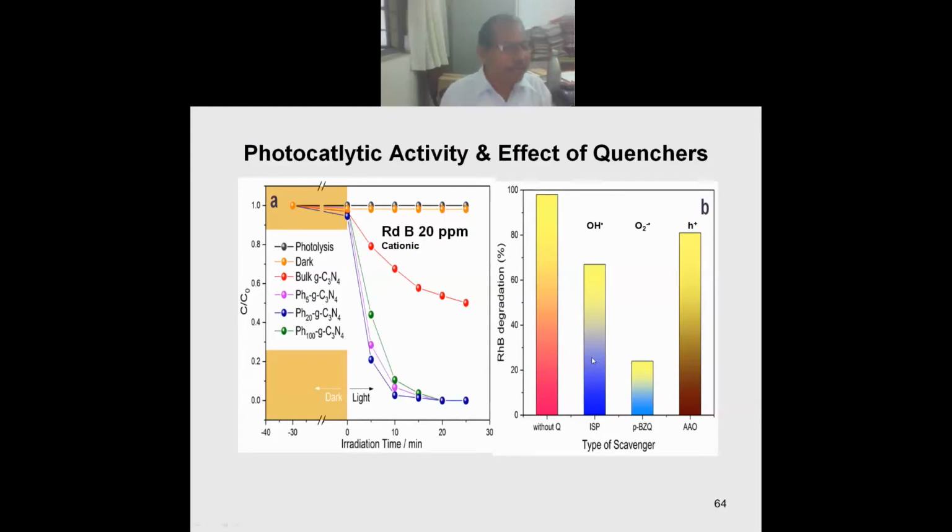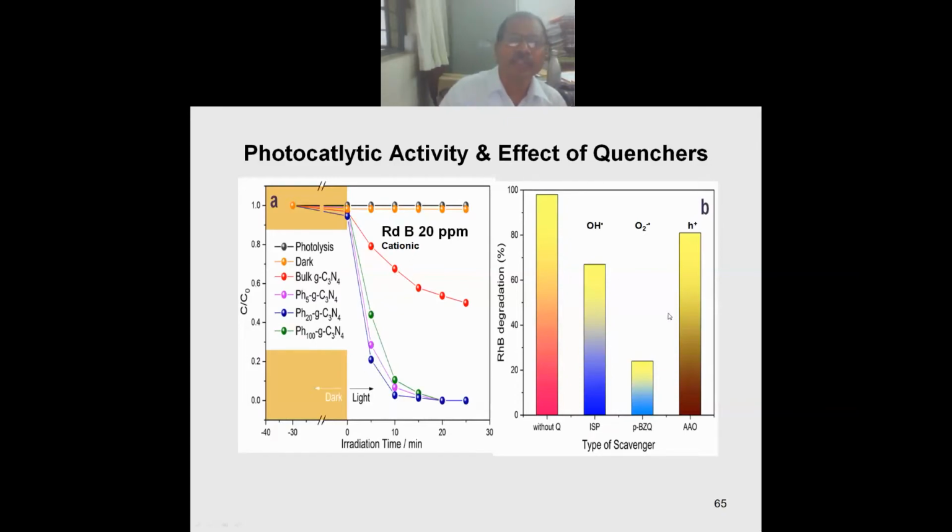Again, we performed the photocatalytic activity using the same catalyst, phenyl grafted g-C3N4 of different percentages, using rhodamine B, which is a cationic dye. This is the dark experiment, this is the light, and this is phenyl 20 g-C3N4. It shows the highest activity among all the other catalysts.